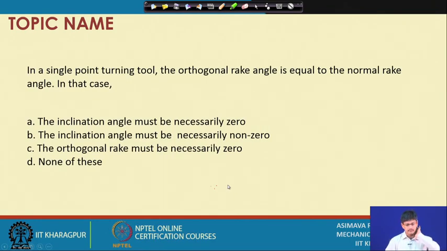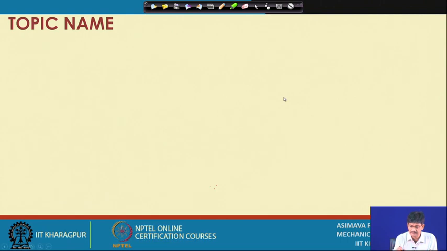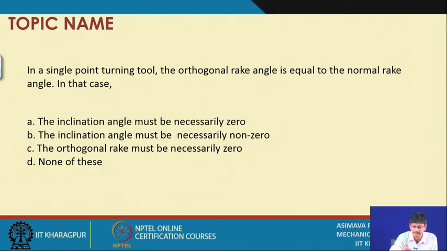In a single point turning tool, the orthogonal rake angle is equal to the normal rake angle. In that case, the inclination angle must be necessarily 0, the inclination angle must be necessarily non-zero, the orthogonal rake must be necessarily 0, none of these. Okay. So, first of all, let us see what is given. We are given that the orthogonal rake.